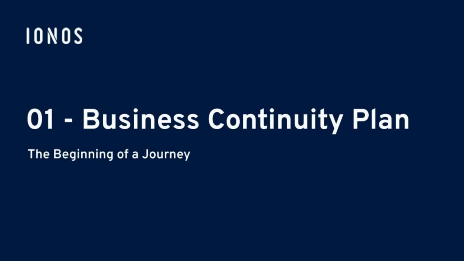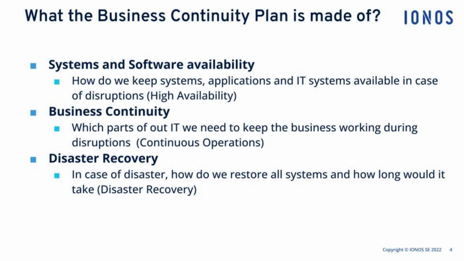First, the business continuity plan is the beginning of the journey. The business continuity plan is a way to define and understand the needs of your business. It includes system and software availability. So how do you keep the application running, how do you keep your system running? What if there is a fault? How do we fix a computer that doesn't work anymore? How do we fix a computer in the finance unit, for example?